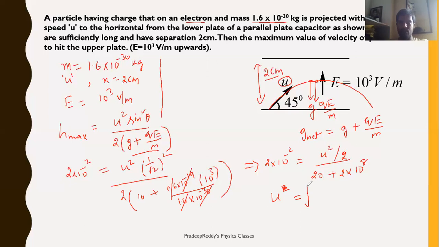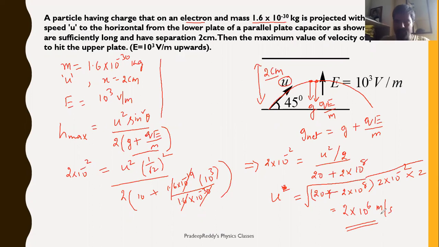u is equal to under root of 20 plus 2 into 10 power 8, into 2 into 10 power minus 2, into 2. Now finding this total value, you will get the velocity with which this particle is to be projected. If you evaluate that, the velocity will be obtained as 2 into 10 power 6 meter per second. With this velocity, if you are projecting the particle, then this particle will not hit the upper plate.